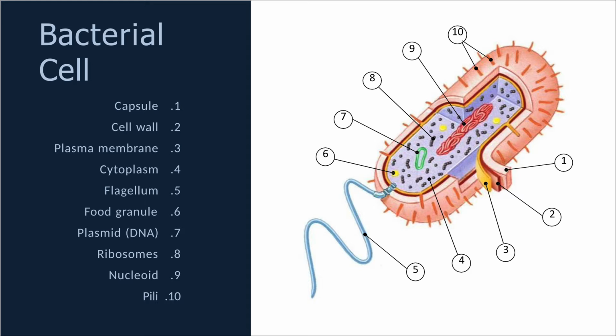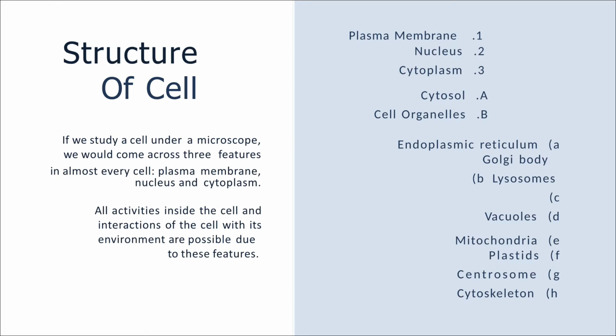A bacterial cell shown in this image contains capsule, cell wall, plasma membrane, cytoplasm, flagellum, food granule, plasmid, ribosomes, nucleoid, and pili. If we study a cell under a microscope, we would come across three features in almost every cell: plasma membrane, nucleus, and cytoplasm. All activities inside the cell and interactions of the cell with its environment are possible due to these features.